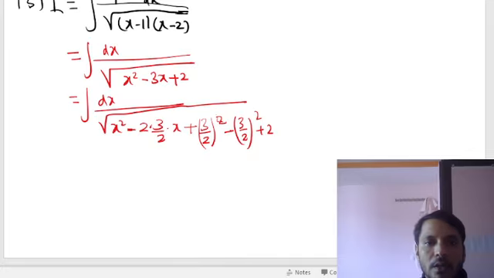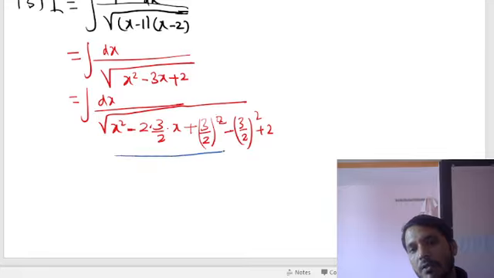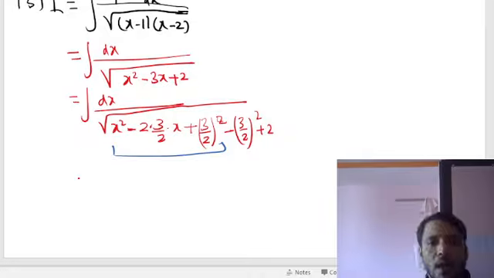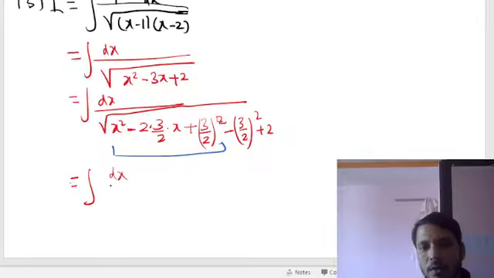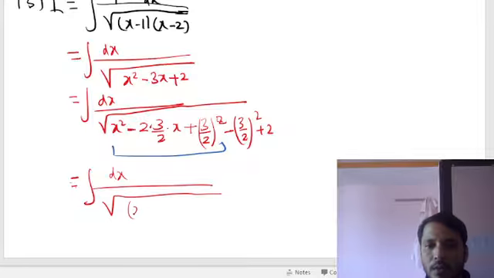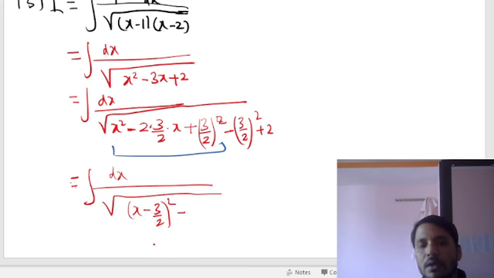Here, up to here, this is (a minus b) whole square, up to these three terms. That means we can write it as I equal to the integration of dx divided by the square root of what? The square root of (x minus 3 by 2) whole square, and this 3 by 2 whole square plus 2, what is the value? I will write it as it is first: 9 by 4 and plus 2, right?